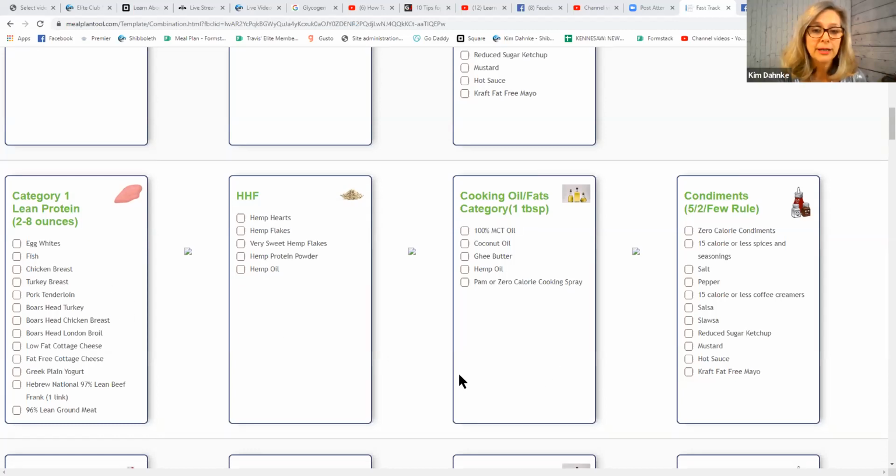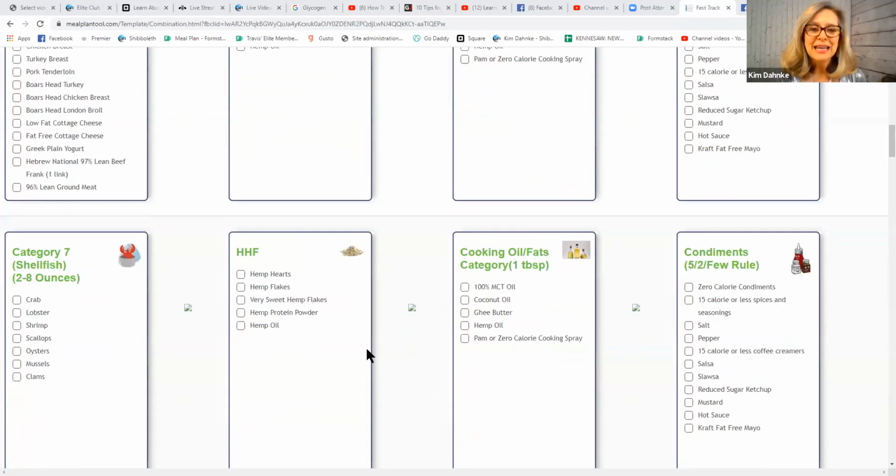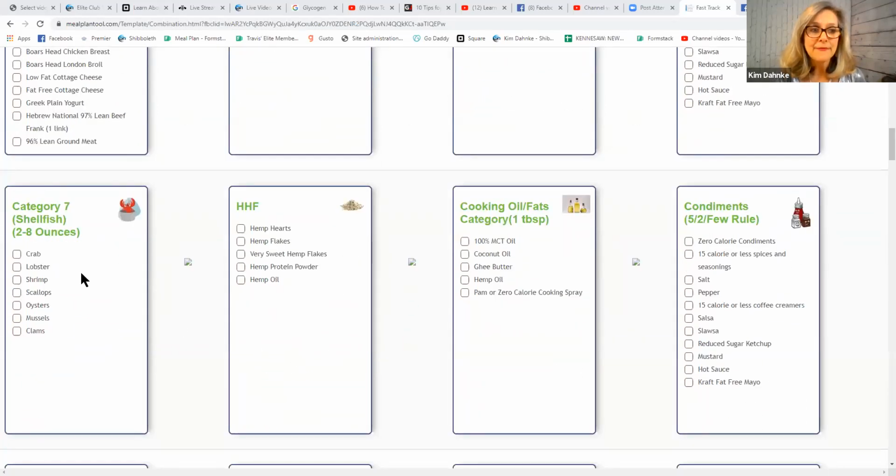I already said all that. We're going to scroll back up or scroll down. Category 7 here is shellfish. So all this is saying is you could do the same thing. You could put your shellfish with your hemp, cook it up in the right oil, have some condiments on there, and you are good to go with an excellent fat-burning meal.